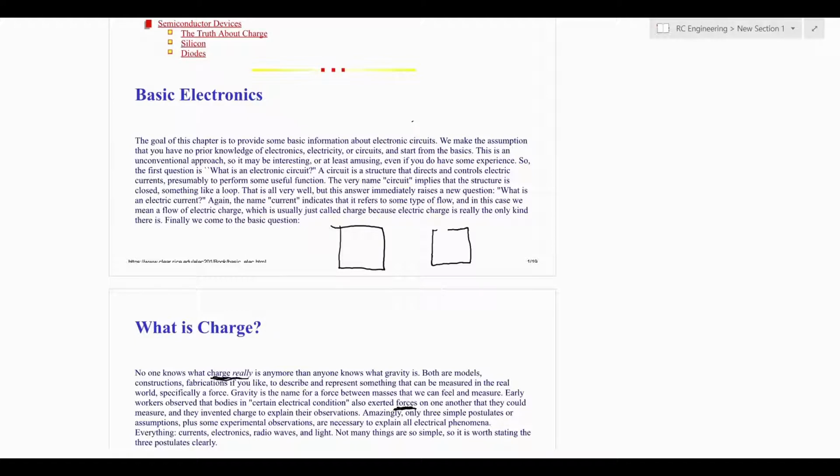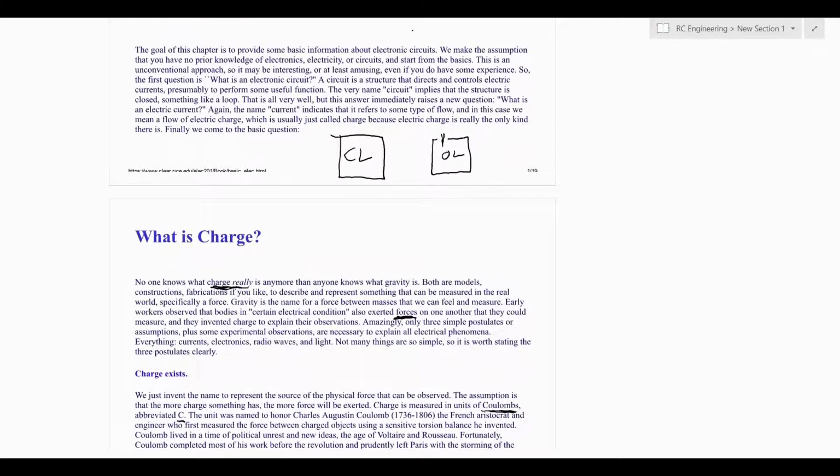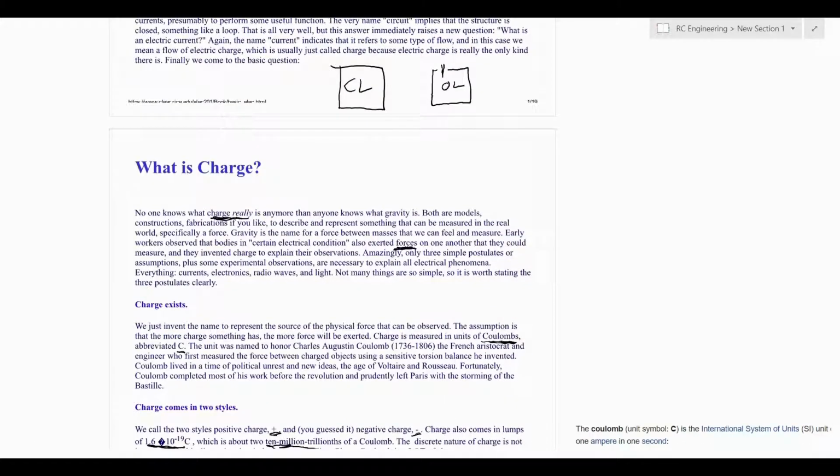First off, electricity assumes that you have a closed loop instead of an open loop. A closed loop we call a circuit. So in order for a circuit to work, it has to be fully closed, as you see here. You can't have an opening there like that. So that's the assumption.